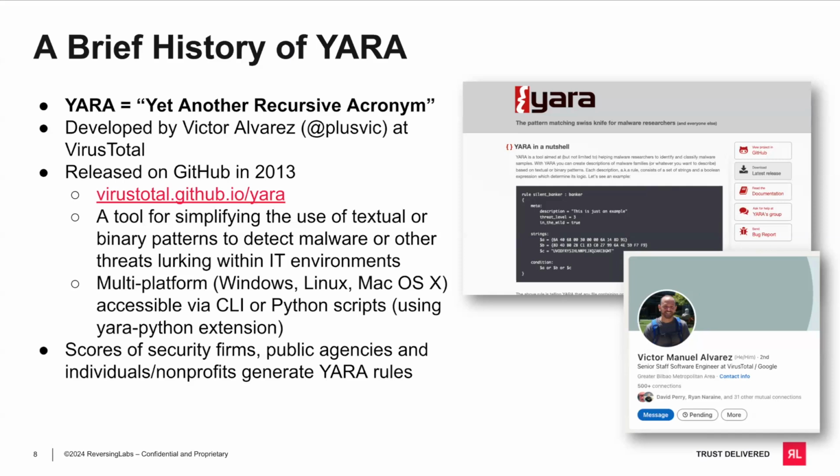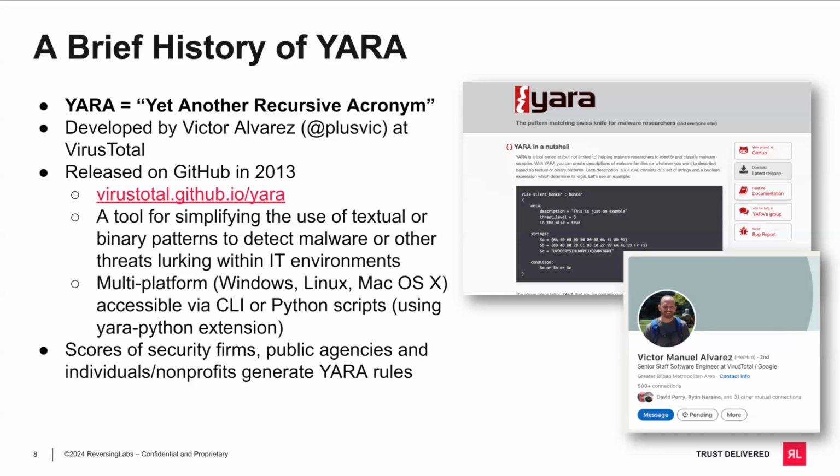You can go and check out that repo. Basically, it was a way to use textual and binary patterns for malware detection or to find other threats lurking within your environment. The whole notion of signature detection is well established within the security field. It's been used in antivirus for a long time. This is a way of creating signatures of a sort that you could use to hunt for threats across your IT network and so on. They're multi-platform. You can use YARA rules across Windows, Linux, Mac OS, and so on, and they can be accessed and deployed using the command line interface, Python scripts, etc.